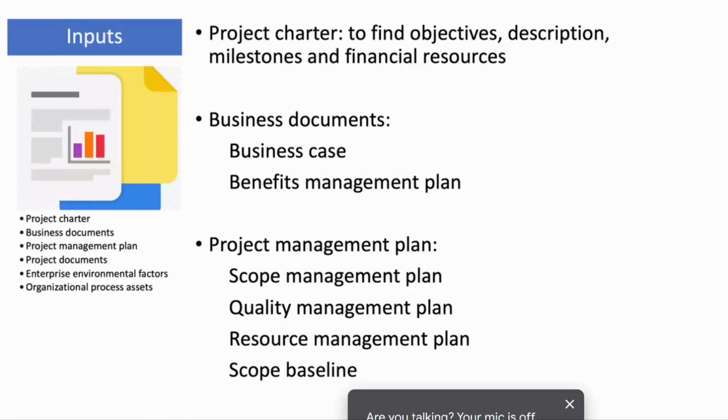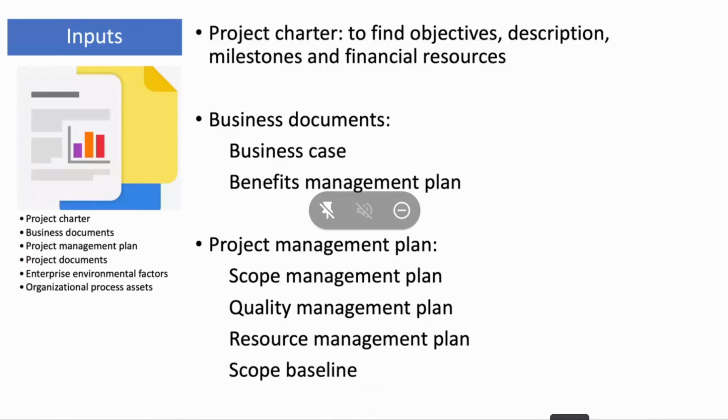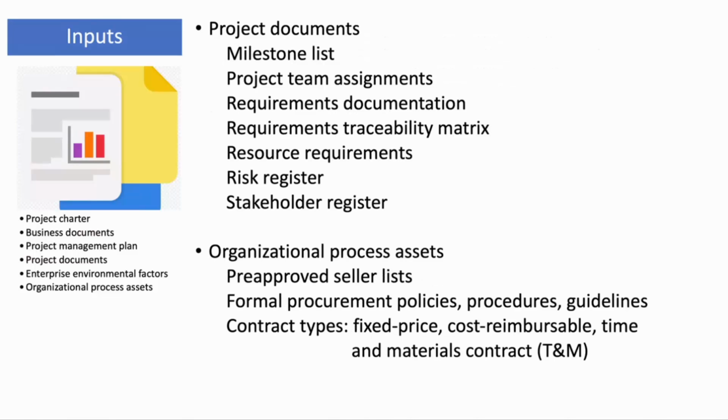Scope baseline is used in developing the statement of work. Quality and scope management plans show guidance in developing requests for proposals and how to manage the contractor's work in future. All kinds of project documents we have in this slide are for getting details on why we need external resources, what we expected to have by our procurement activities, and the advantages and disadvantages we will have.